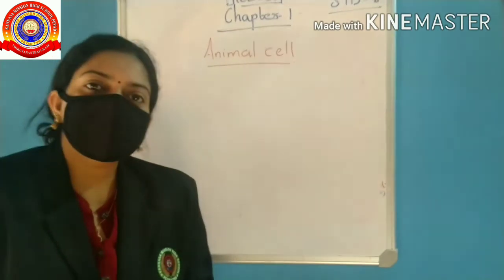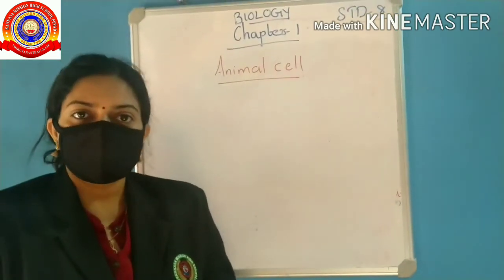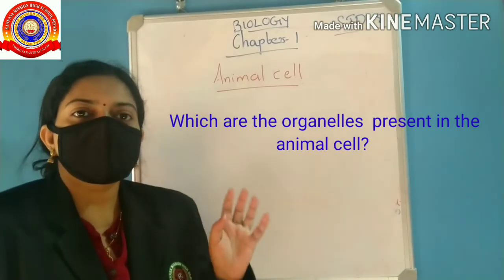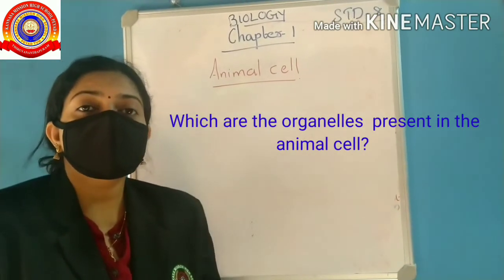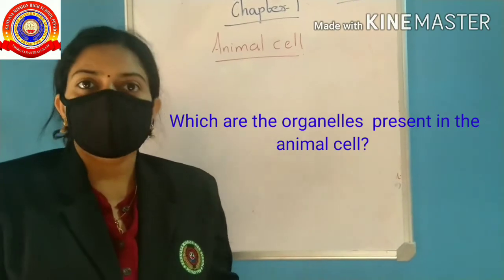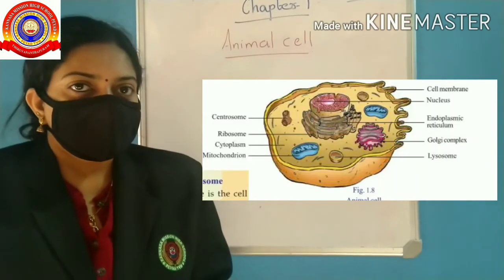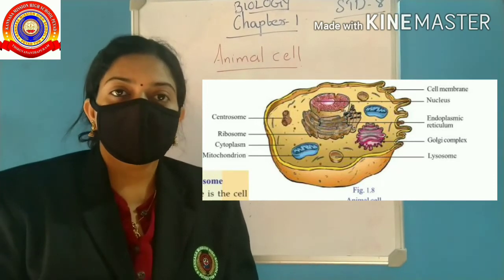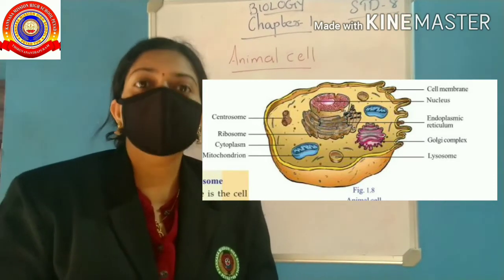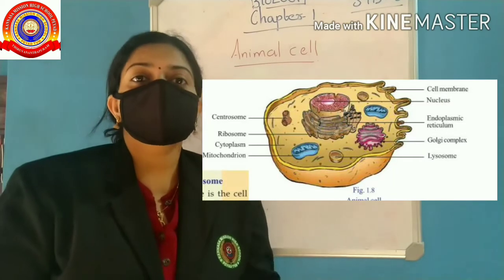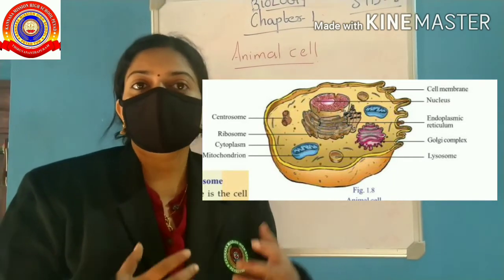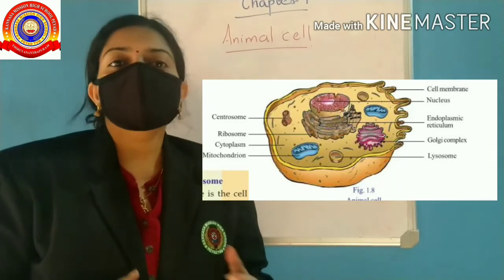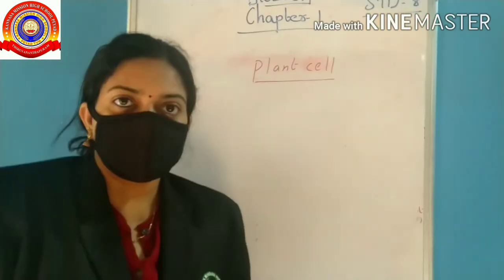In 6th standard, you studied about the plant cell and animal cell. Now let's look into the animal cell. Which are the organelles present in the animal cell? Do you know? In animal cell, it consists of cell membrane, nucleus, endoplasmic reticulum, Golgi complex, centrosome, ribosome, cytoplasm, mitochondrion and lysosome. The centrosome and lysosome are only present in animal cell.